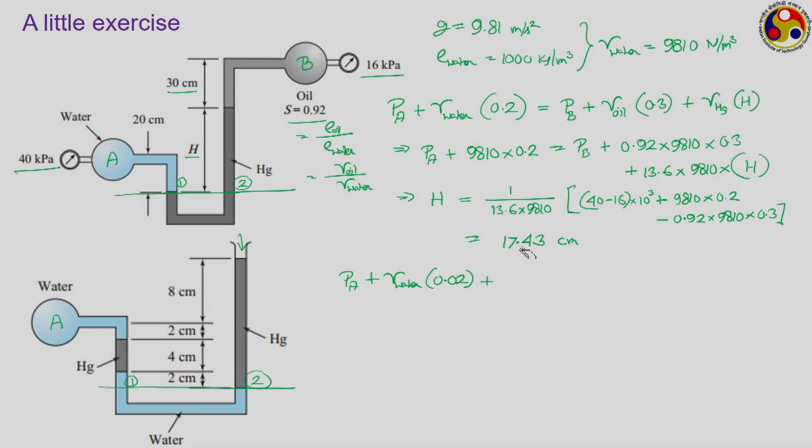So, gamma Hg into 0.04 plus another water column of height 2 centimeter. So, gamma water into 0.02, that should be equal to pressure at point 2. How much is pressure at point 2?